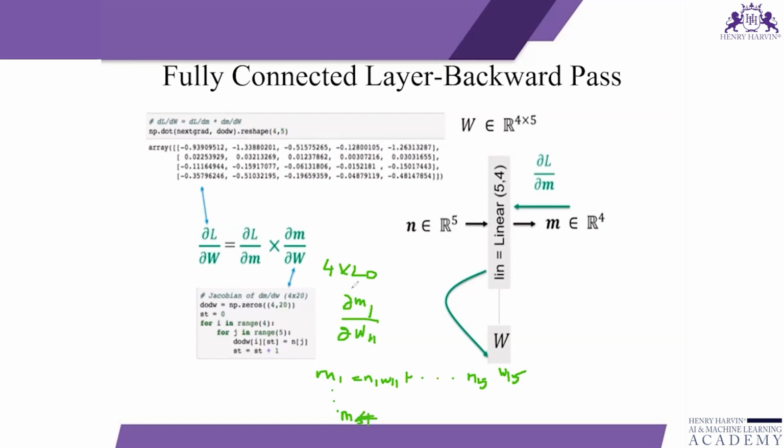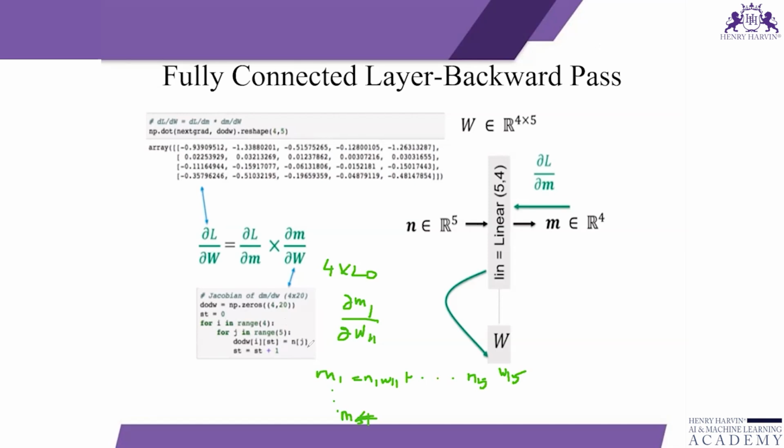And similarly, what will the last row be? It will be dou M4 by dou W11. Clear? And then all the way to dou M4 by dou W45. So again, the size of this is 4 cross 20. Now let's try to calculate these individual elements. So we are trying to populate the Jacobian, simply assigning the elements of the Jacobian to be some indexes of the input. So n is the input.